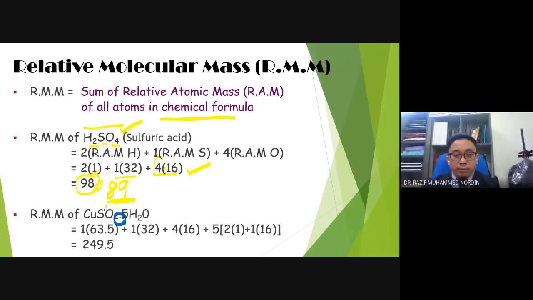So because of that, you kena buat macam ni. And then you kena ada bracket di sini. Bracket ni adalah H2O. 2 hydrogen, atomic mass dia adalah 1 for hydrogen, and for oxygen only 1 atom oxygen, for H2O 16. Dan dia akan dapat macam ni lah result dia.